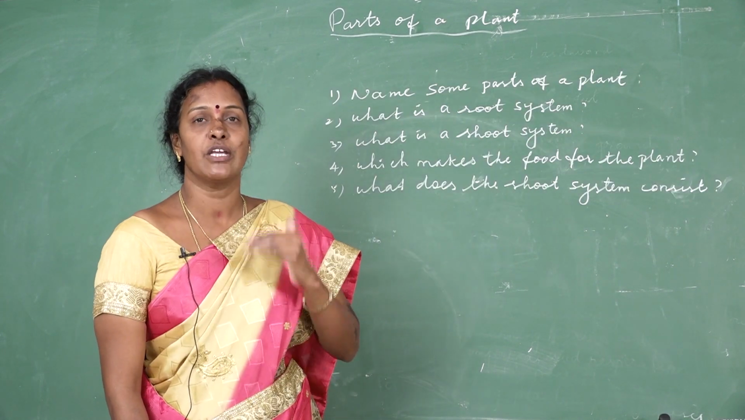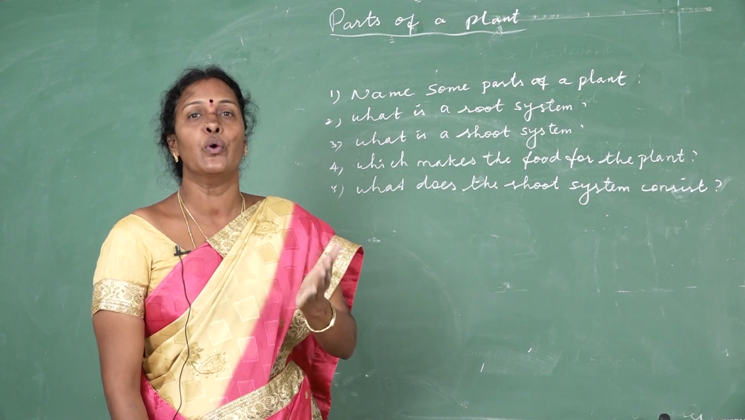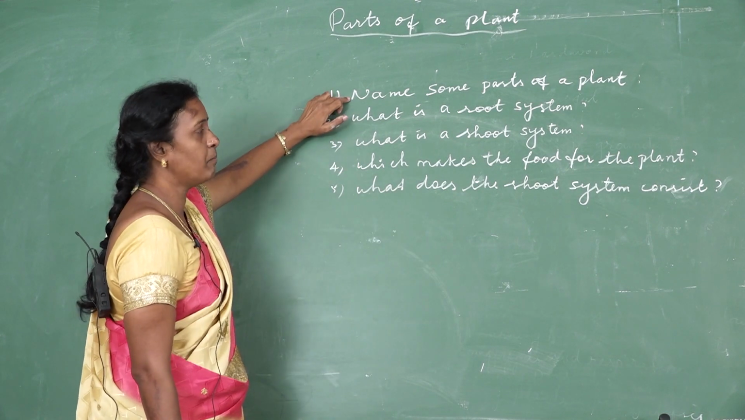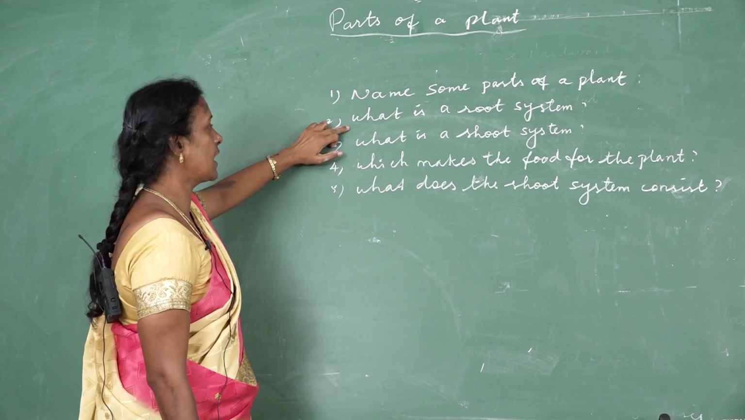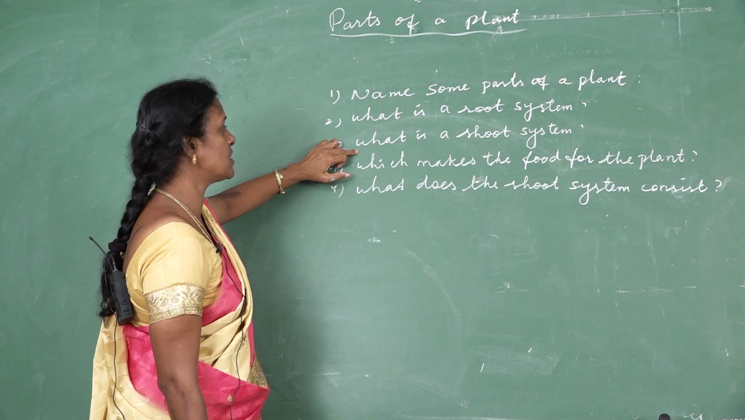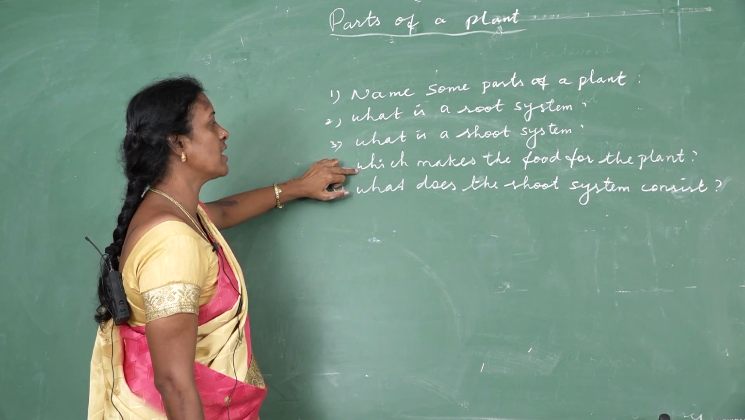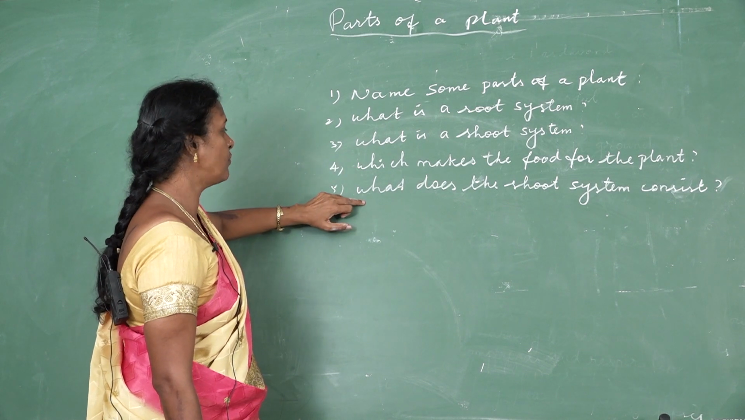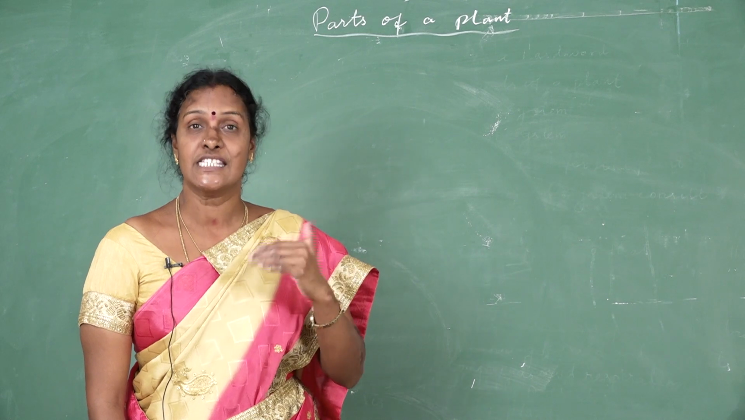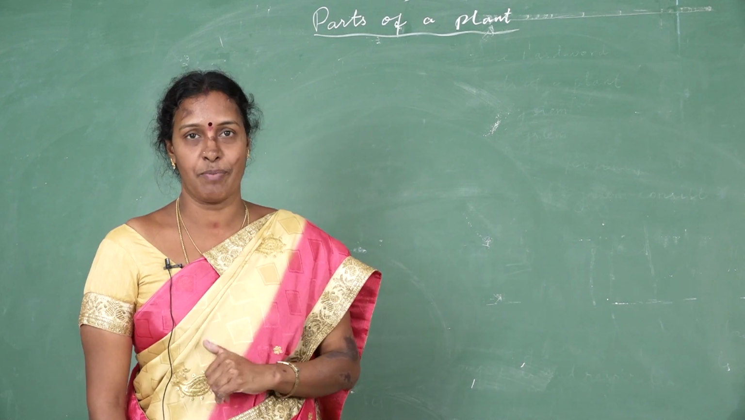Dear students, I am giving some questions to you. You write these questions in your notebooks. First, name some parts of a plant. Second, what is a root system? Third one, what is a shoot system? Fourth one, which makes the food for the plant? Fifth one, what does the shoot system consist of? Today, we discussed parts of a plant.